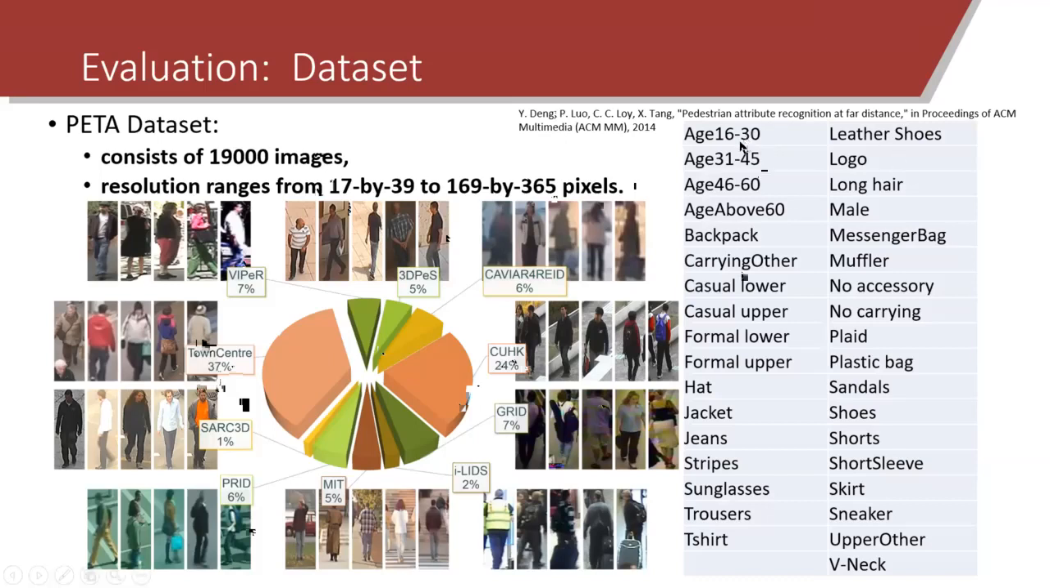These are some of the attributes that this dataset contains. It has 3 groups of age, and the 4th one is above 60. Backpack, carrying other, lower, upper formal, lower formal, hat, jacket, jeans. These are the attributes that we are looking for in the dataset.